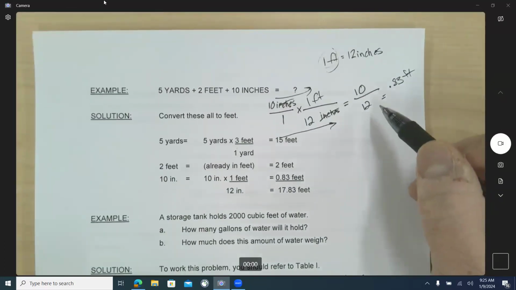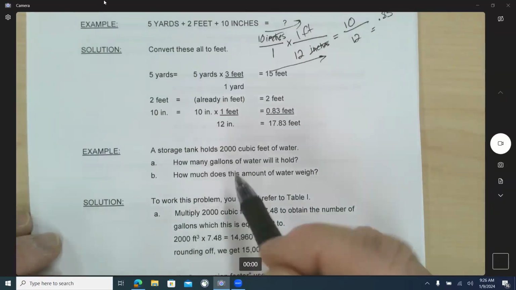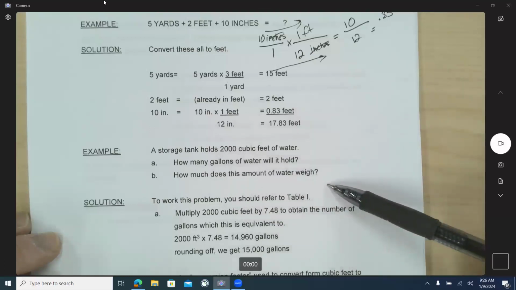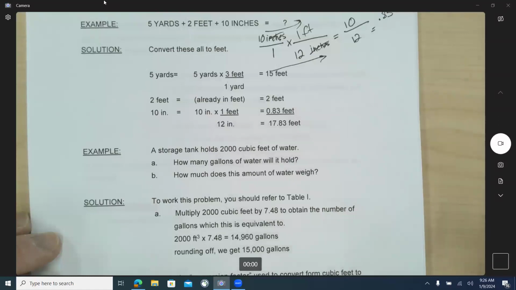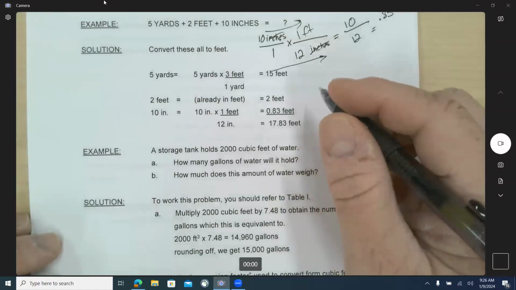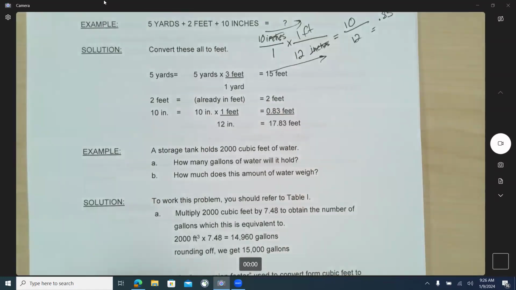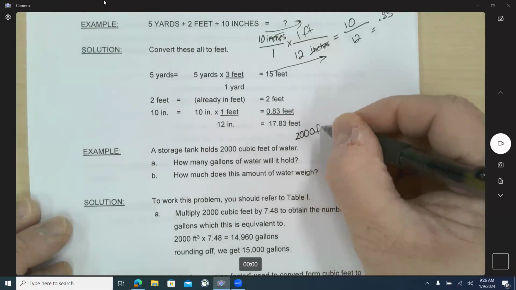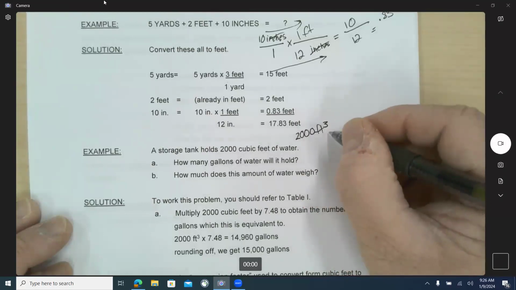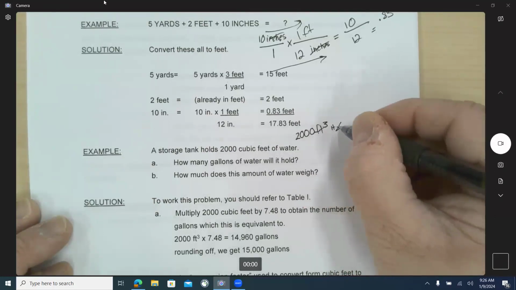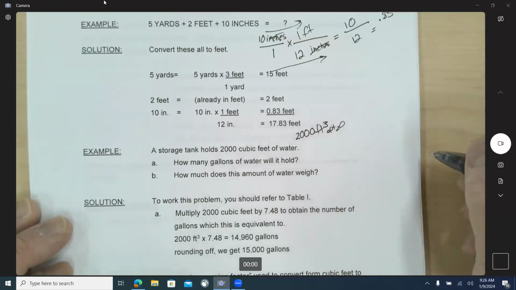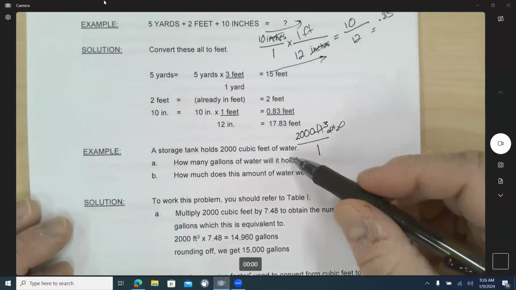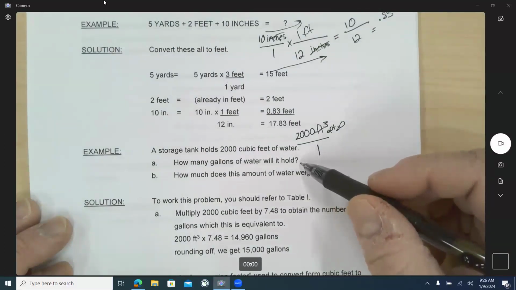So the next thing here is a storage tank holds 2,000 cubic feet of water. How many gallons of water will it hold, and how much does that amount of water weigh? Okay, so the very first thing here is we got to write what we're starting with, which is 2,000 cubic feet of water. We'll just put H2O here. Well, now what? 2,000 cubic feet is over 1. How many gallons of water will it hold?